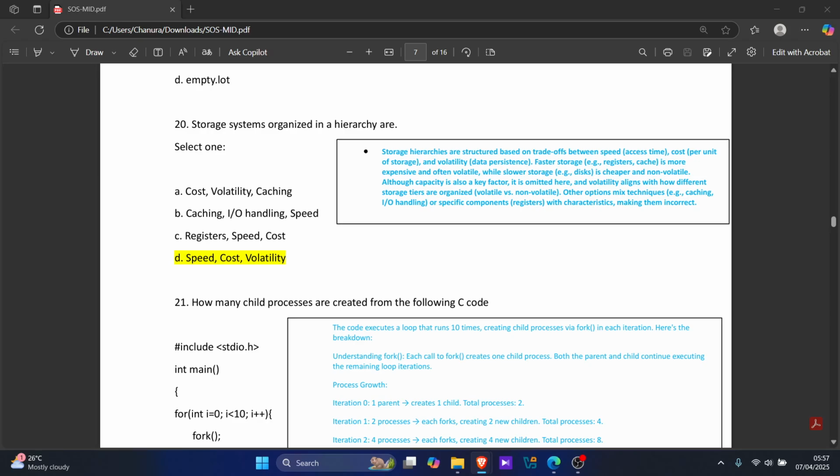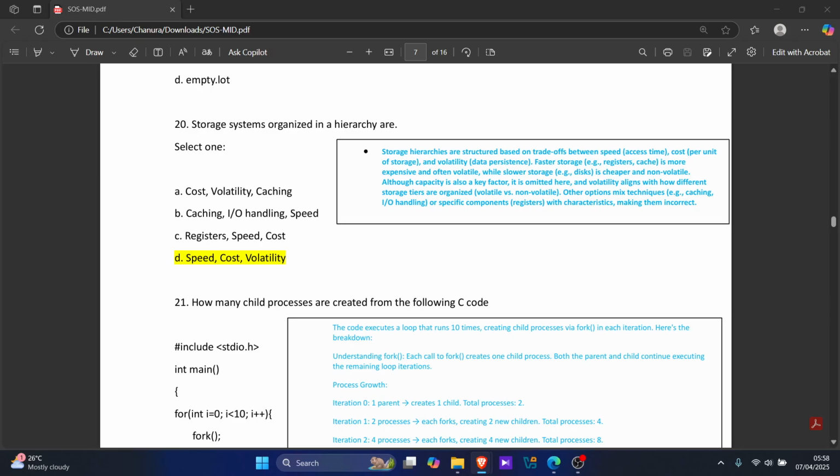Now looking at the options. A. Cost, volatility, caching. Cost is a factor, volatility is another, but caching is a technique rather than a characteristic of the hierarchy levels. Caching is used between levels but isn't a primary organizing factor. So maybe this is not the right answer.